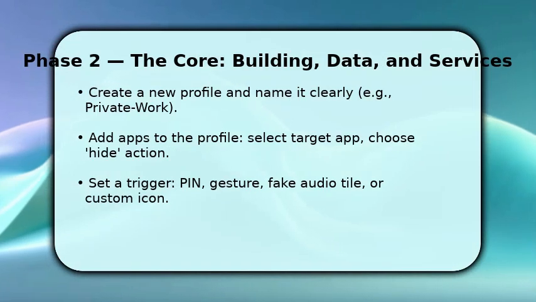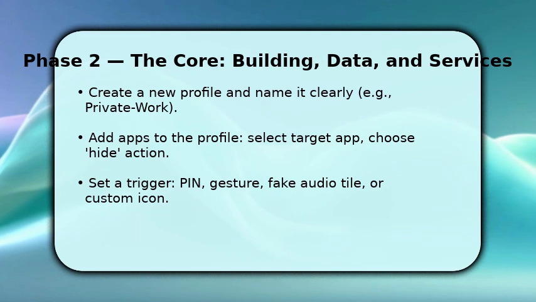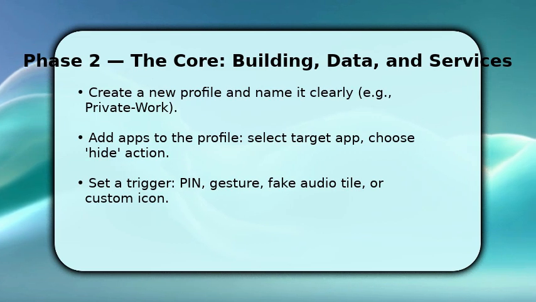Open Profiles and tap New Profile. You'll add the target app by selecting it from the list, then choosing Hide as the action. This removes its launcher entry and prevents direct opens.